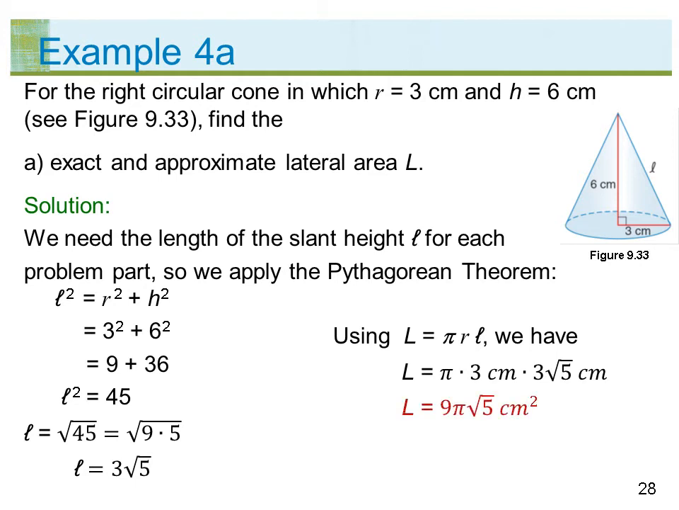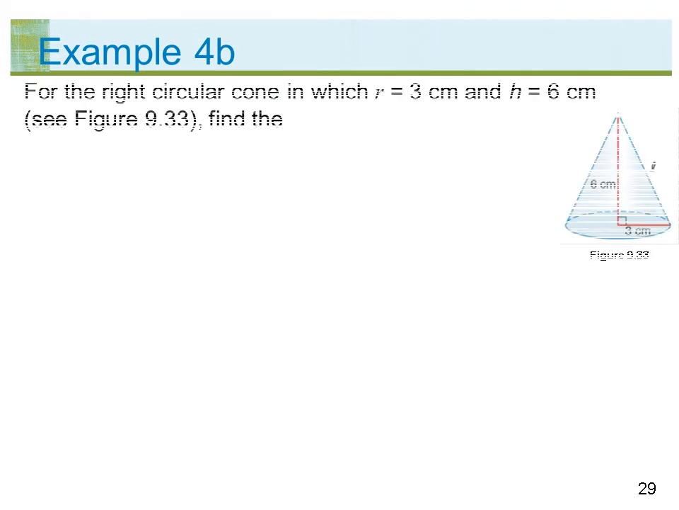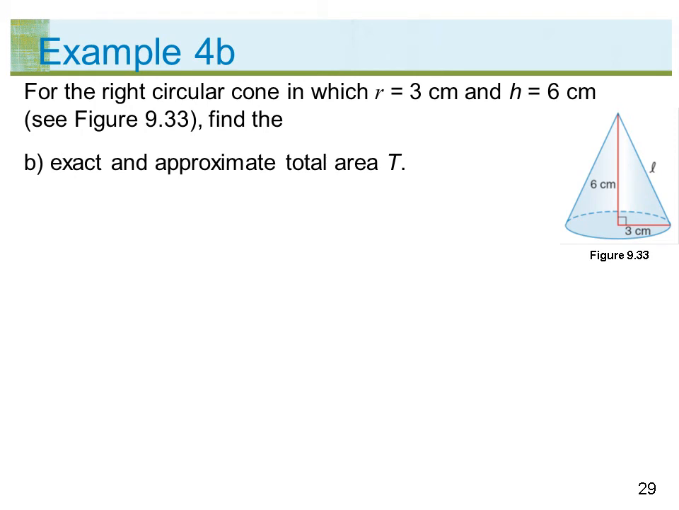Capital L equals 9π√5 centimeters squared. Capital L is approximately 63.22 centimeters squared. For the right circular cone, in which r equals 3 centimeters and h equals 6 centimeters, see figure 9.33, find part B: the exact and approximate total area, capital T.